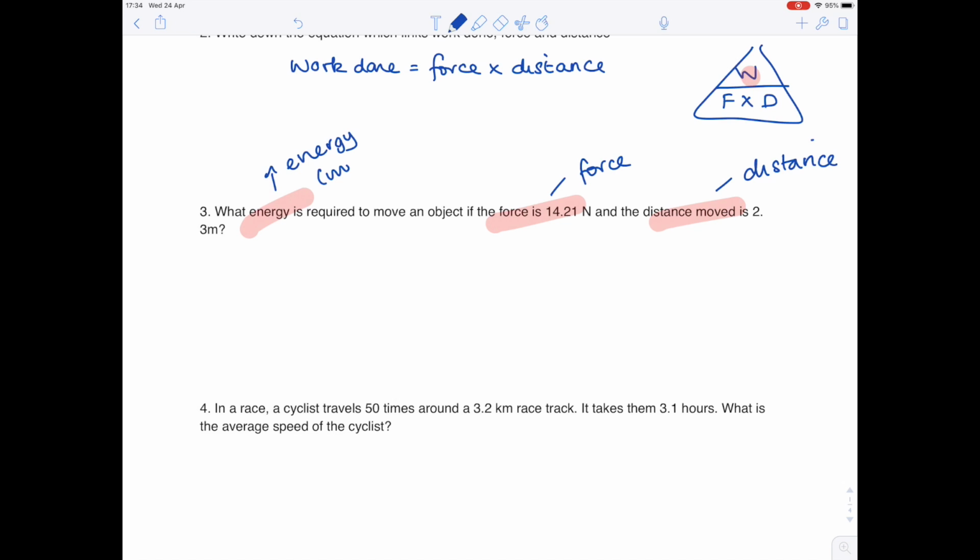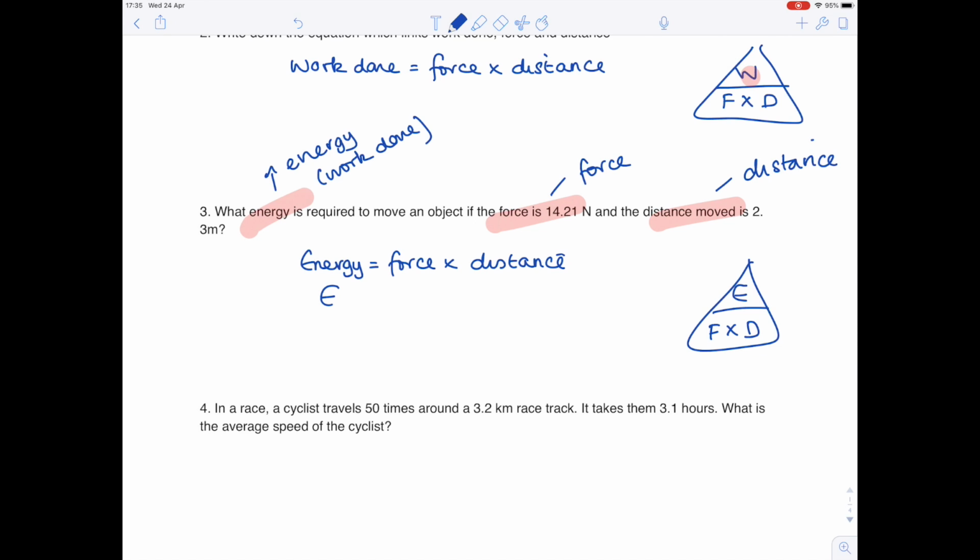Remember that energy is the same as work done because they both have the unit of a joule. So you can actually use the same formula triangle as above, and it looks like this. It's either WFD or EFD, it's the same thing. So we're looking for energy, so I can see that energy equals force times distance. Our force is 14.21 newtons, our distance is 2.3 meters. Pop that into the calculator and you get a value to 3 sig fig, which is 32.7. Careful with your units, it's in joules.